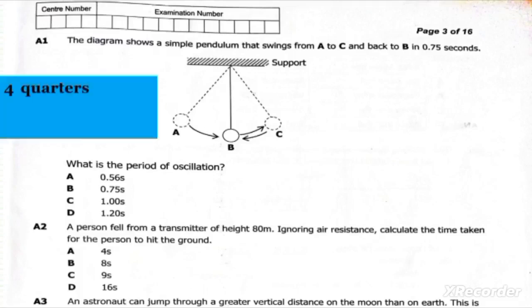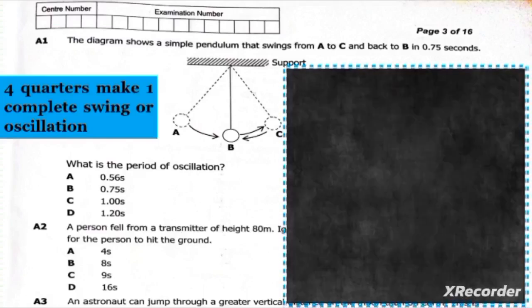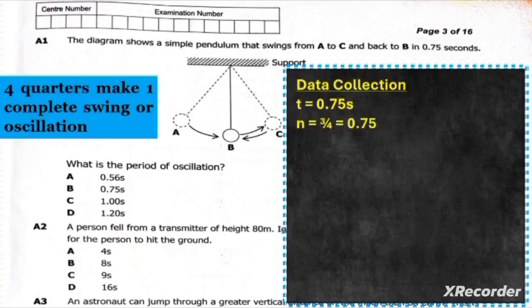4 quarters make one oscillation, or 4 quarters make one swing. Okay, so we can see here that we have 3 quarters. So let us come up with the data so that we can see the number of oscillations. We have 3 quarters, so we are going to say 3 out of 4. The time we have been given is 0.75 seconds, and the number of oscillations is 3 over 4, which is 0.75 swings. Let us now bring the formula.